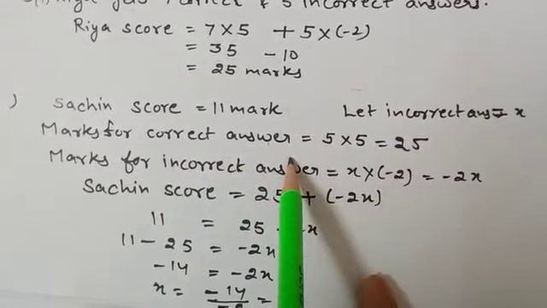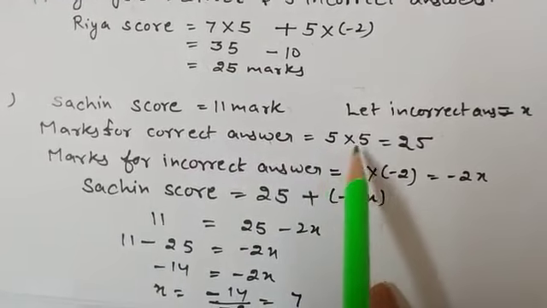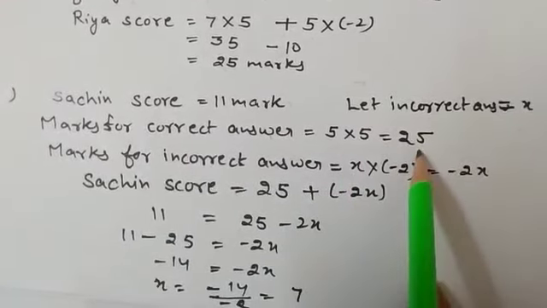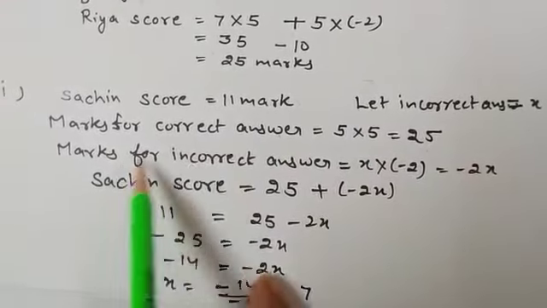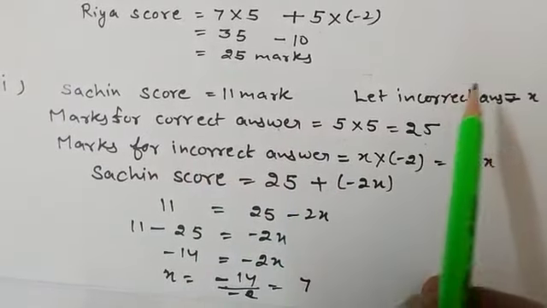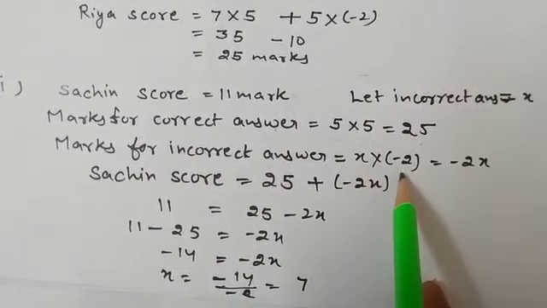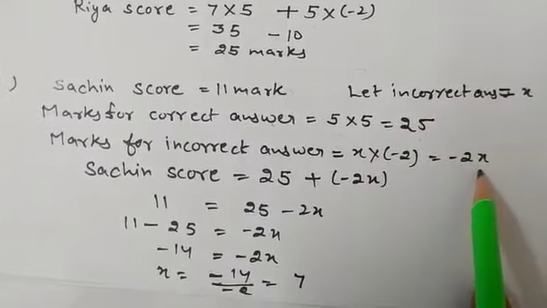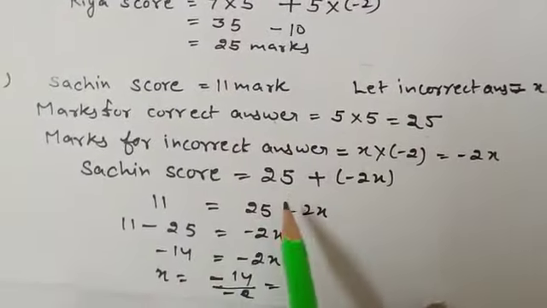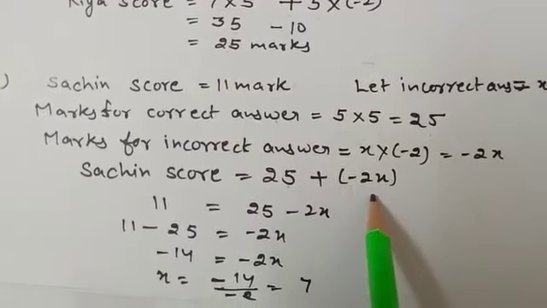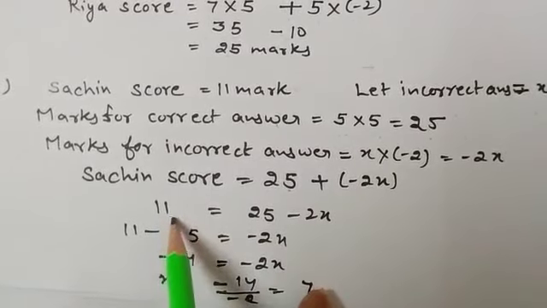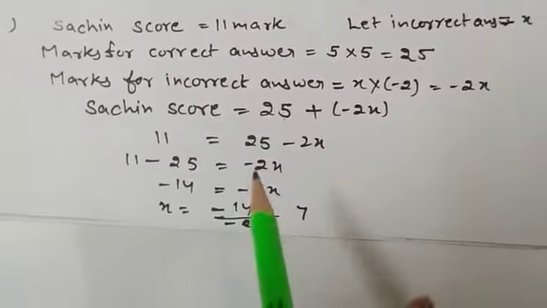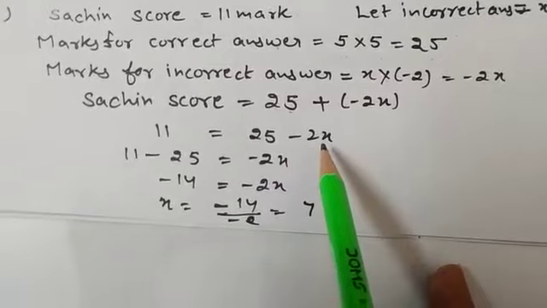Marks for correct answers: 5 questions correct, 5 marks for each correct answer, 5 into 5, 25 marks. Marks for incorrect answers: incorrect questions are x, into minus 2, is minus 2x marks. And Sachin's score is marks for correct answers plus marks for incorrect answers, and Sachin's score is 11. Now we solve this equation to find the value of x.